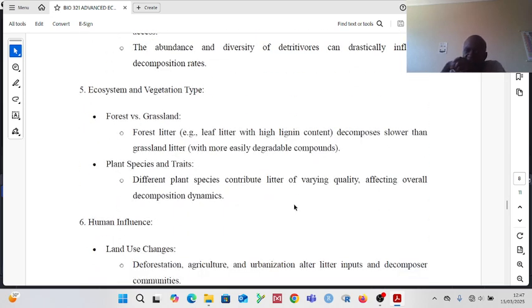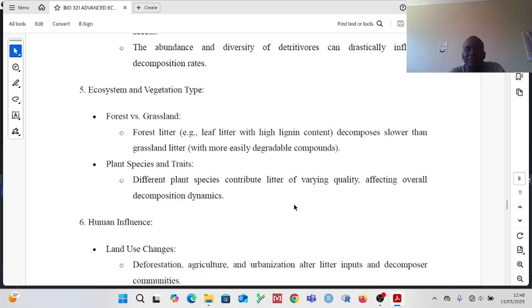Ecosystem and vegetation type. In this case, for example, if you are dealing with a forest versus a grassland, the forest litter, so the leaf litter with the high lignin content, will decompose slower compared to a grassland litter. Okay, so the grass will just have litter that is easily degradable. Then plant species and traits. Different plant species will contribute litter of varying quality.